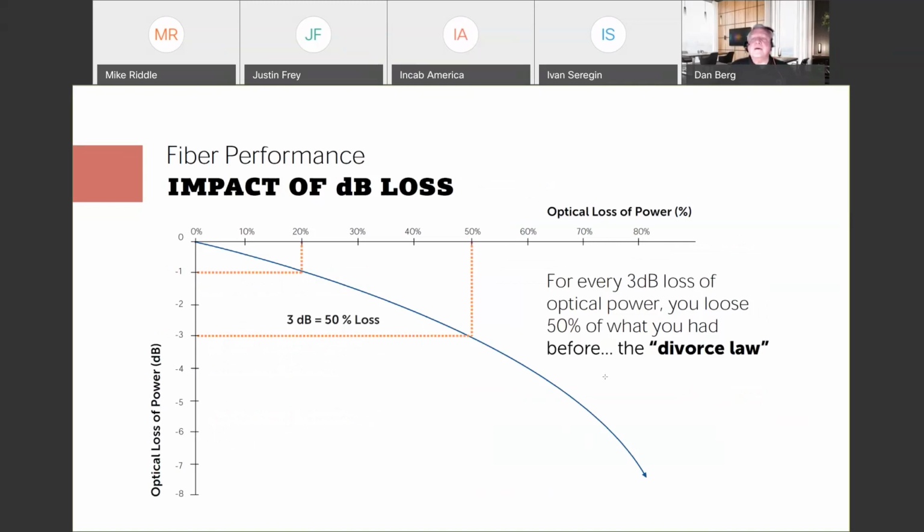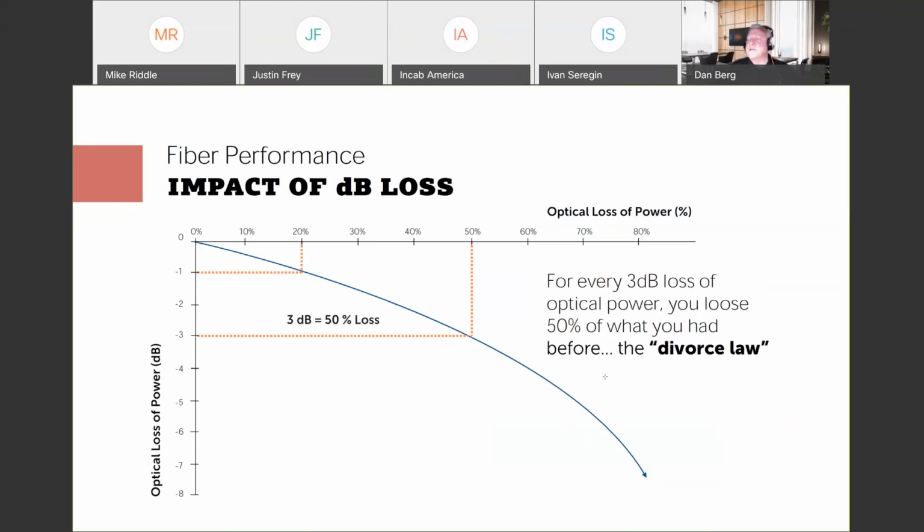This will give you a graph of the dB loss in power. dB is, of course, a logarithmic scale. It's really the power to which you have to raise 10 to get 100. We'll say it's 2, 1,000 is 3. And you can kind of see that 3 dB in this case is 50% loss.